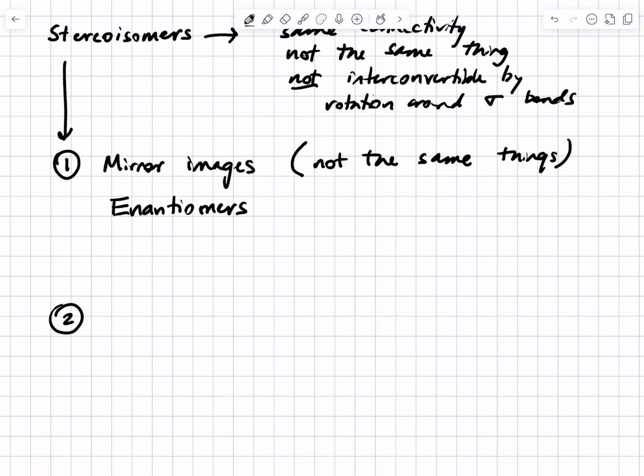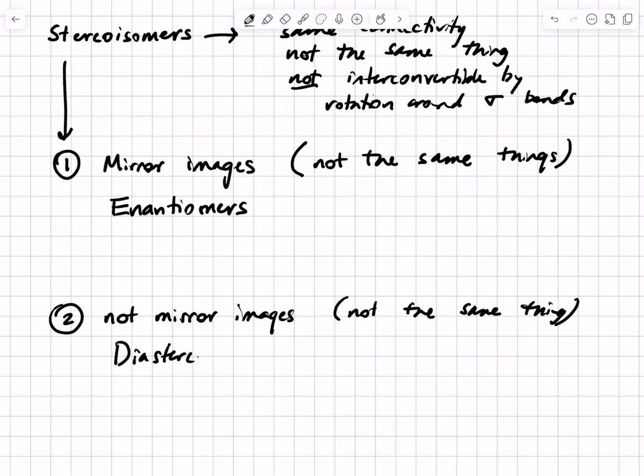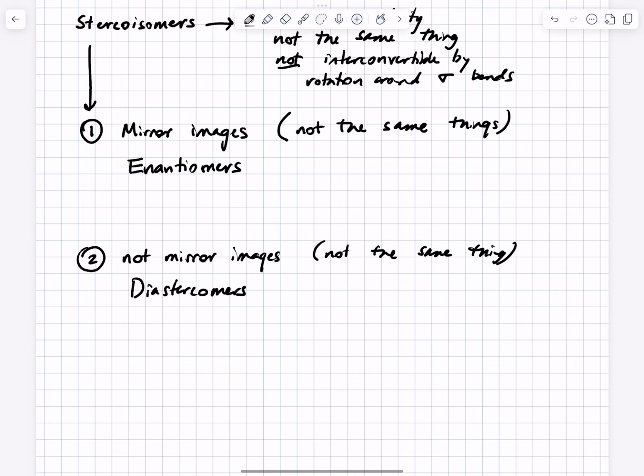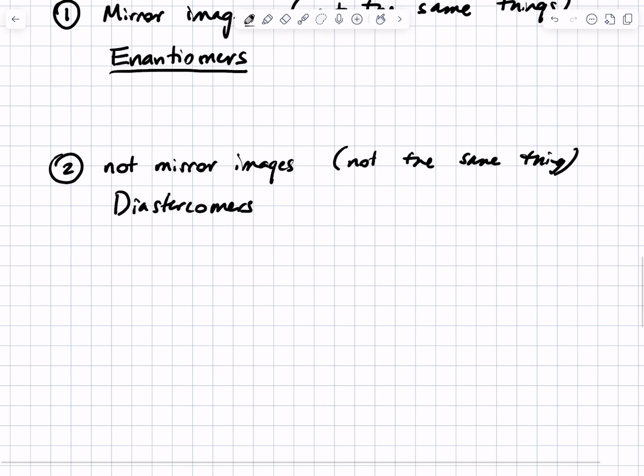And then all other stereoisomers that are not mirror images of each other but are also not the same thing are called diastereomers. So we only have two kinds of stereoisomers. Either they're mirror images and not the same thing, in which case they are enantiomers, or they are not mirror images and are still not the same thing, in which case they are diastereomers.